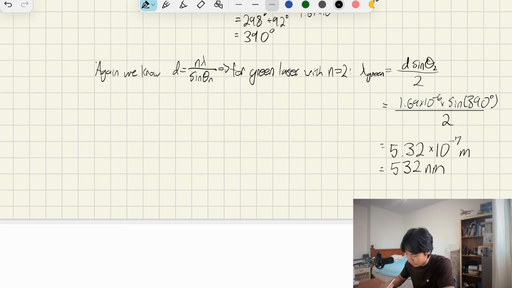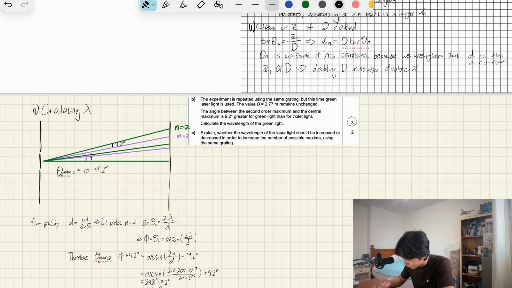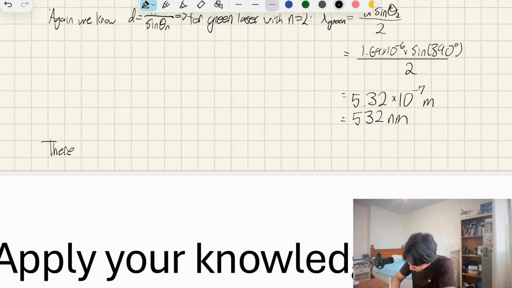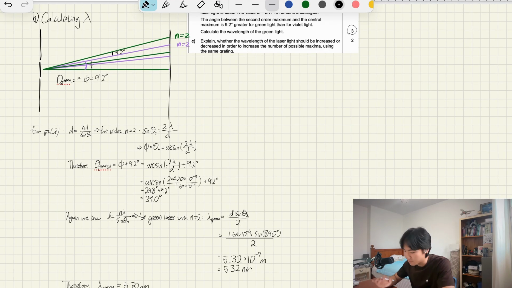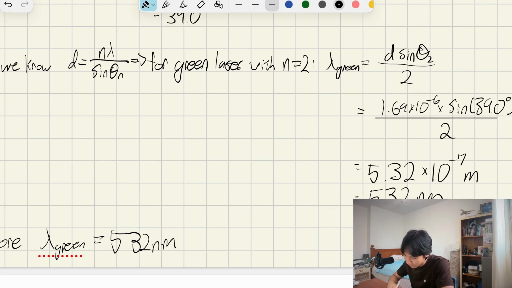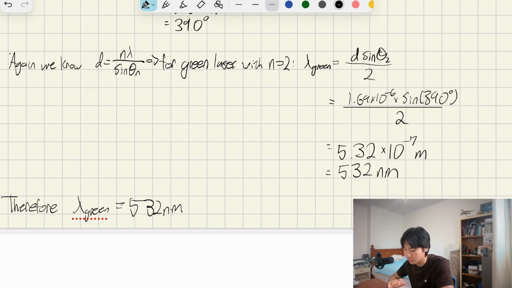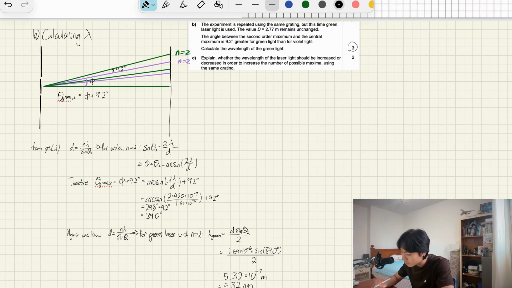So the question was to find the wavelength for green light. Therefore, lambda green must be equal to 532 nanometers, right? And we can assure ourselves that this answer is probably correct because, when we looked at the electromagnetic spectrum for a similar question earlier for double slit, not grating, we found that for the green laser it was around 502 nanometers, right? So which is pretty similar, and belongs between 500 and 600 nanometers. So we can assure ourselves it's probably correct.